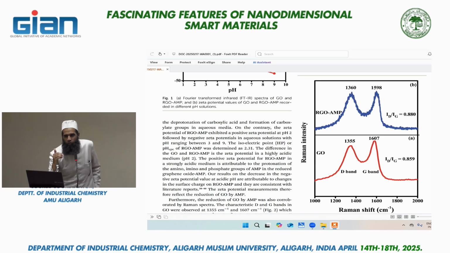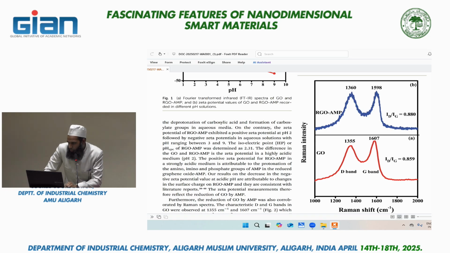And what we get in the result? 0.880, because when we reduce our graphene oxide by AMP, what is the meaning of this? We increase the D band. We develop defects in the RGOMP in the basal planes, so that the intensity of D increases. We increase the wettability, as Professor Leo discussed in the previous lecture of this GAN program. So it enhances the wettability, and the ID by IG ratio in case of RGOMP gets enhanced. So we can make our RGOMP a very good adsorbent.